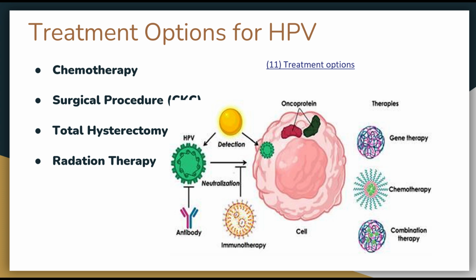In a total hysterectomy, the womb and the cervix are removed through an incision that is made at the top of the vagina. After the womb and cervix have been removed, the incision is sewn up. Radiation therapy uses high-energy X-rays to kill cancerous cells. Depending on the stage of the cervical cancer, radiation therapy may have to occur more than once and could take a while.